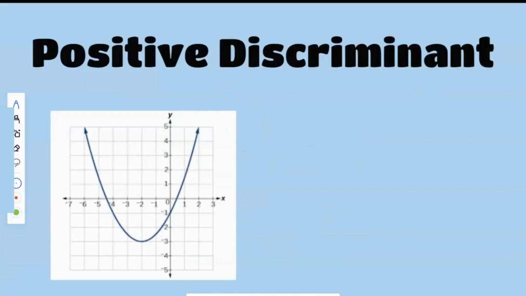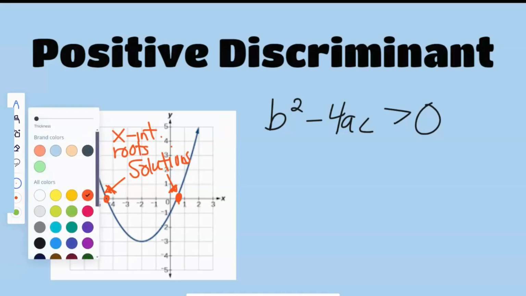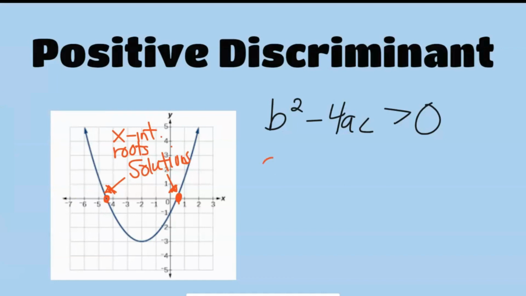So if we have a positive discriminant, that means that b squared minus 4ac is greater than 0. It tells us that we have two real solutions. So we have a solution here and we have a solution here. Remember that solutions are the x-intercepts, and they're also called roots. All of those are interchangeable. So when we have a discriminant that's positive, we know that we have two real solutions. That means that our parabola when graphed will cross the x-axis twice.